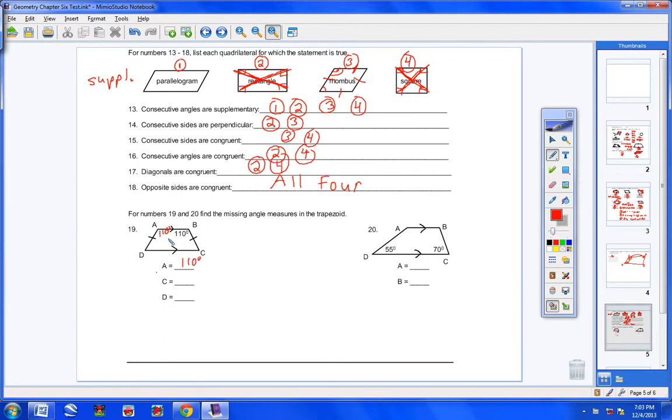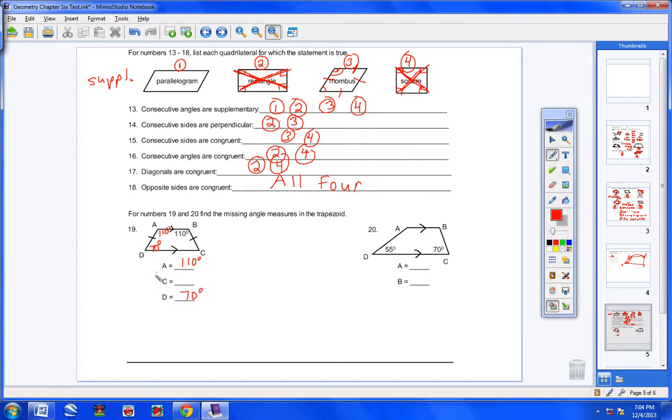And then we also learned in trapezoids, consecutive angles right here are going to be supplementary. So if I have 110 degrees right here, then I must have 70 right here. Why? Because 70 plus 110 is 180. And when you have a trapezoid and you take one of the base angles like this and the base angle next to it, a consecutive angle like this, and add those two together, you will get 180. And so we know angle D is 70.